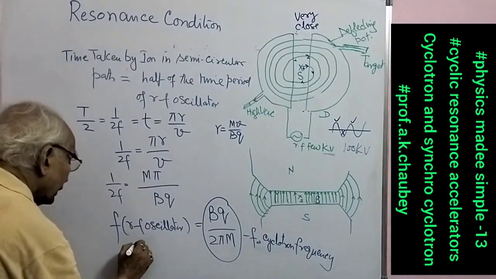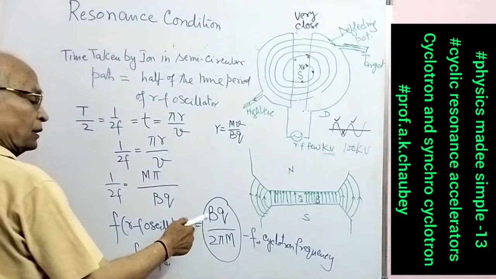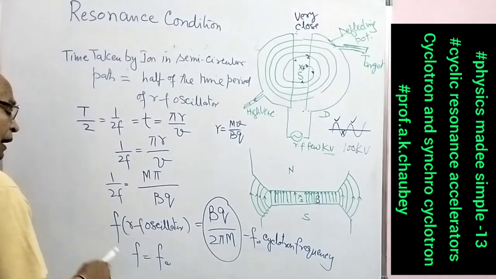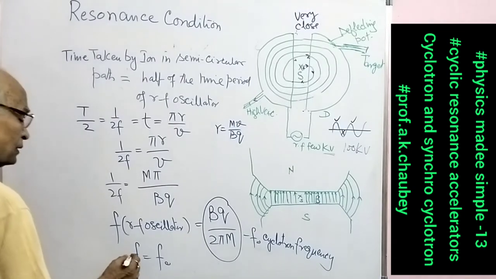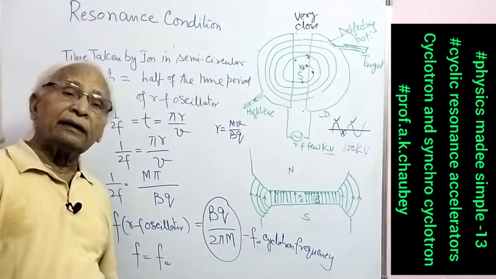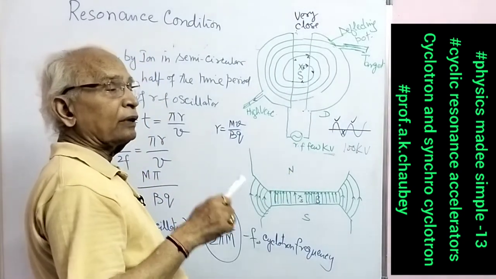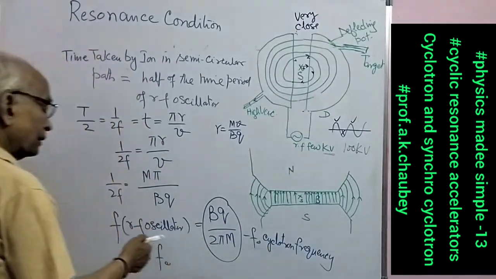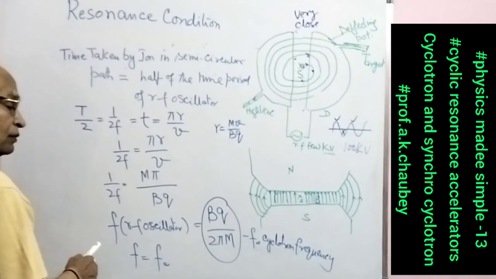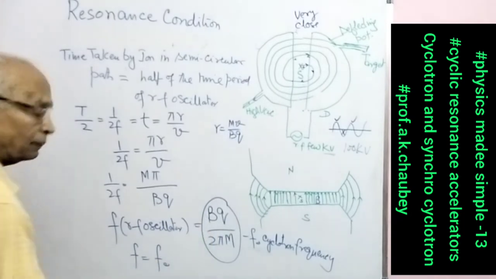So the resonance condition is that f is equal to f naught, because these are the parameters of the machine: magnetic field, charge of the ion and mass of the ion. So this is called the cyclotron frequency, and this is the RF oscillator frequency. These two frequencies must be equal. That's the resonance condition. If this condition is fulfilled, the ion will always enter at the proper time to get acceleration. So remember that this is the important factor: we have to design the RF oscillator so that the frequency is equal to Bq over 2 pi m.